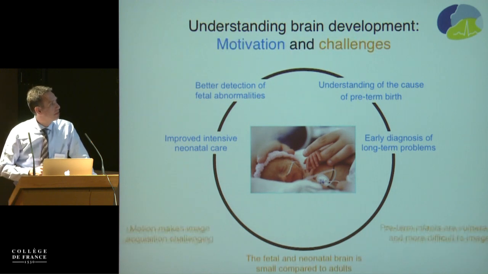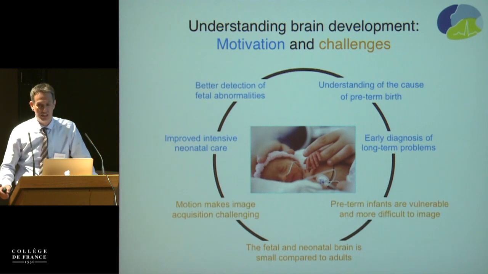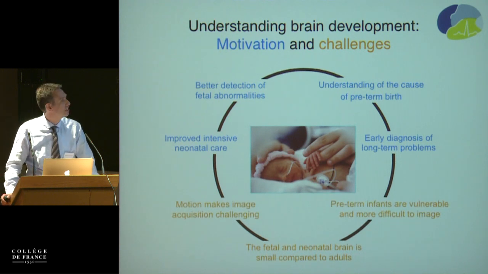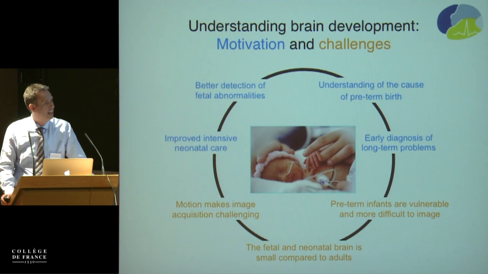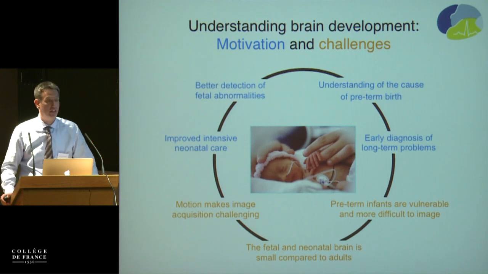However, there are some very significant challenges in this, and these challenges are mostly due to the fact that the subjects we are scanning are very vulnerable. They are very small, so the fetus and of course a preterm brain is much smaller than the adult brain, and of course these subjects move in a way which we cannot control. So that makes the acquisition part very challenging.